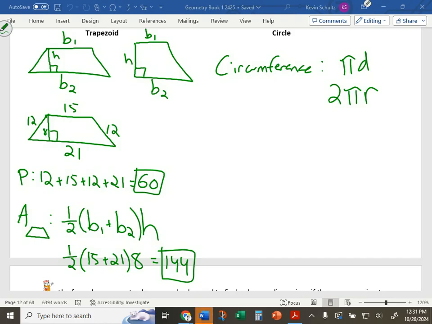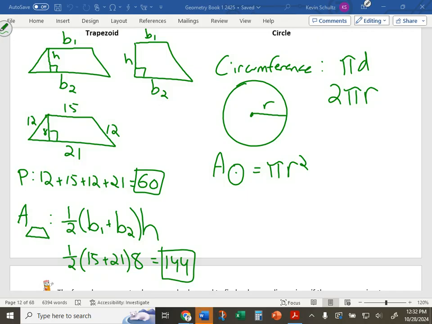And the reason why these formulas are interchangeable is because think what a radius is. A radius is from the center of a circle to the edge. The diameter is just 2 radiuses put together. So if you take the radius and double it, you get the diameter. That times pi gives you the circumference of the circle. And then what is the area of a circle? This one is pi r squared.